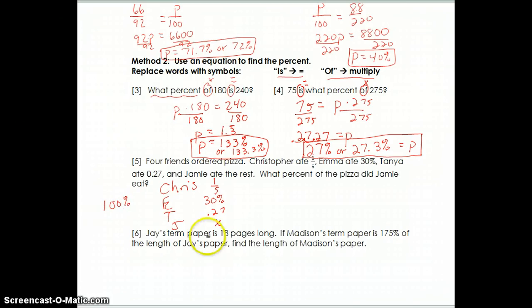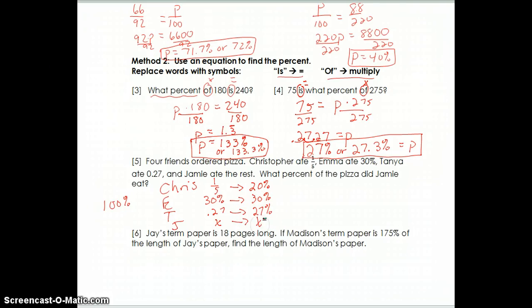Since all of these are given in different terms, one's fraction, one's percent, one's decimal, we have to get them all in the same playing field, and I think it's the easiest to get to percents. So if you do 1 divided by 5, that is 20%. 30% is going to stay the same. It's already given us a percent. And 0.27, we move that decimal 2 spots to the right, and we get 27%.